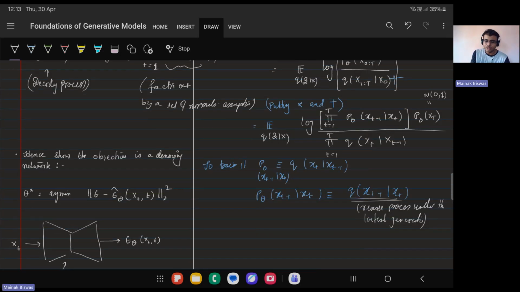So by Bayes rule, what I can do is, first, there are two tricks over here. q of xt given xt minus 1. Would you agree, by Markov property, I can write this as xt given xt minus 1, comma x0, right? Now I can write this as these two terms.